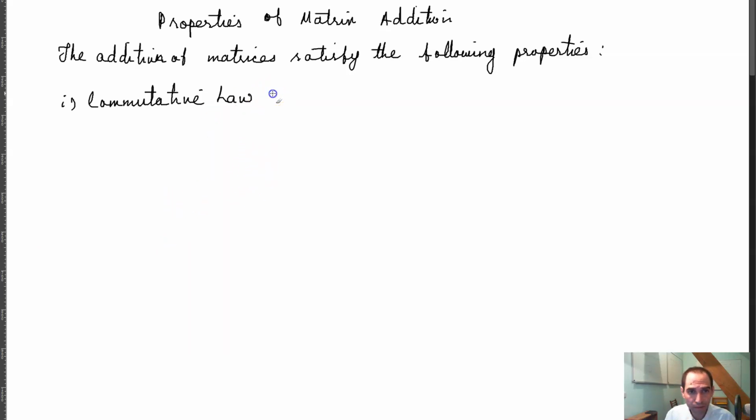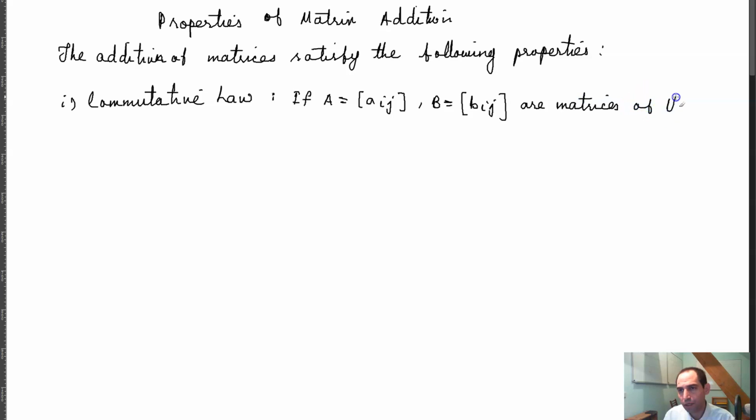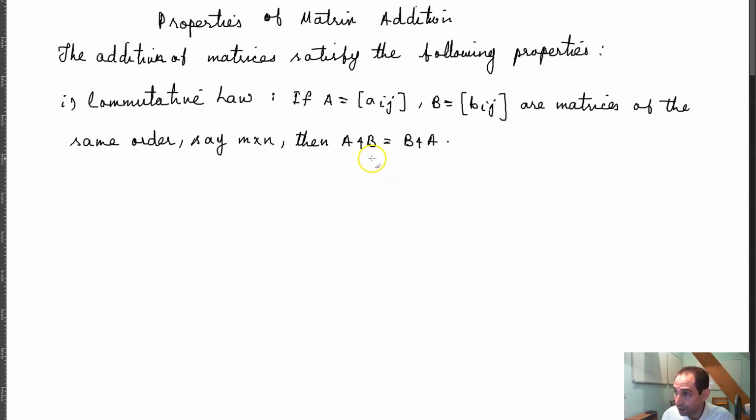So the commutative law is very simply: if A is a matrix A of ij, and B is another matrix B of ij, of the same order, say m by n, then A plus B is equal to B plus A.